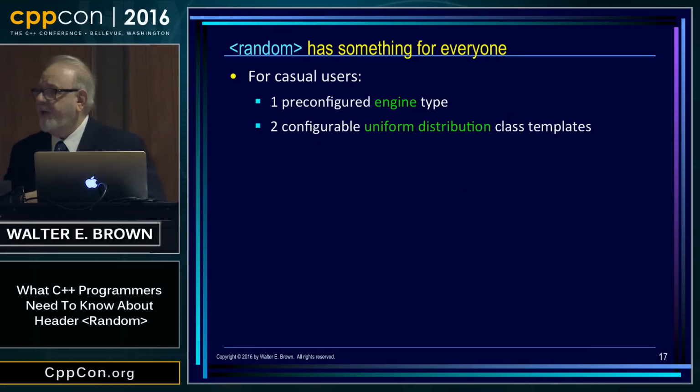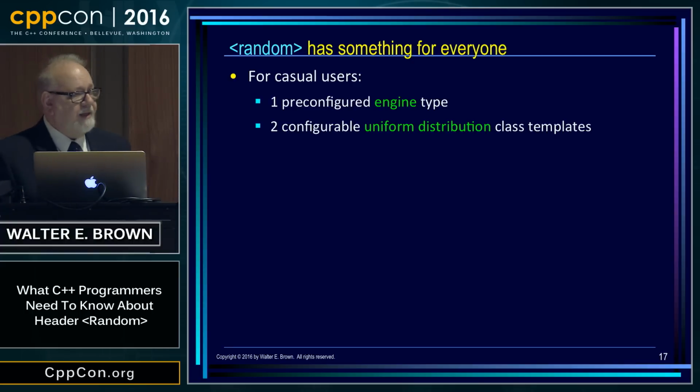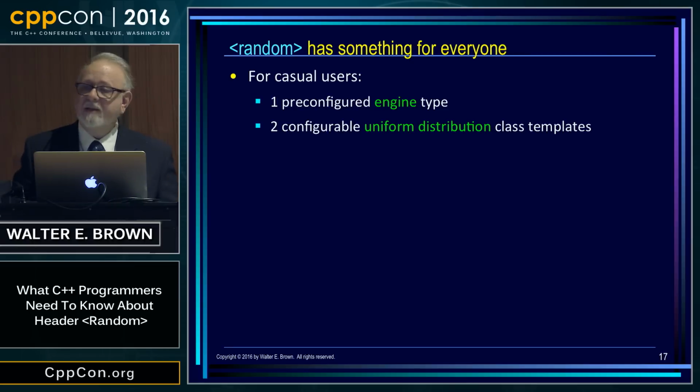So, at least in my opinion, there's something there for everybody. Whether you're a novice, a casual user, all the way up through expert, there's something there for everybody. So for those of us who are casual users, what you're probably most interested in is the one pre-configured engine type, and I'll make sure we all know what that means. All the words in green we will discuss. And then there are two uniform distribution class templates. They are configurable. Can't pre-configure them because we don't know your application, so you have to configure them.